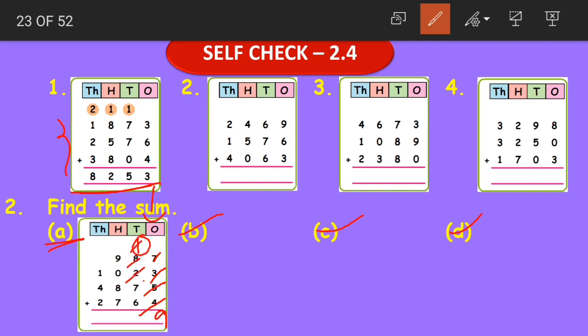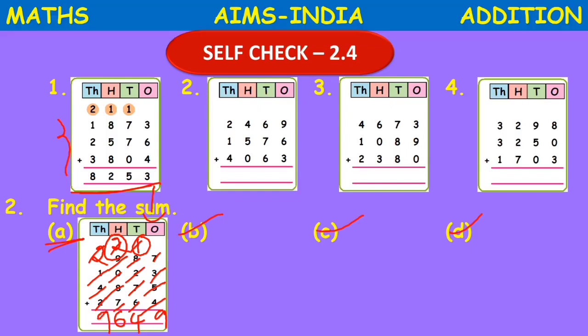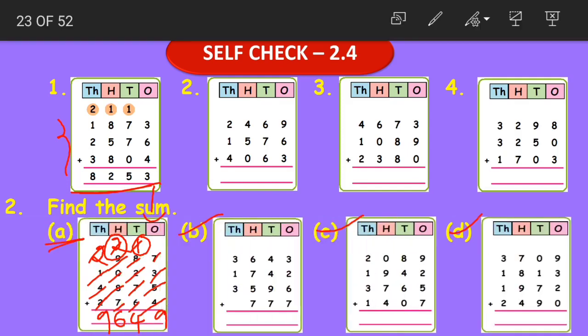In the tens place we have 1 plus 8, 9. 9 plus 2, 11. 11 plus 7, 18. 18 plus 6 becomes 24. So 2 gets carried and 4 we write down. In the hundreds place we have 2 plus 9, 11. 11 plus 0 becomes 11 and 11 plus 8 becomes 19. 19 plus 7 becomes 26. So 2 gets carried. Again in the thousands place we have 2 plus 1, 3. 3 plus 4, 7. 7 plus 2, 9. So 9649 is the answer.